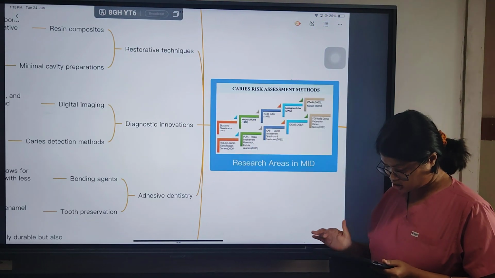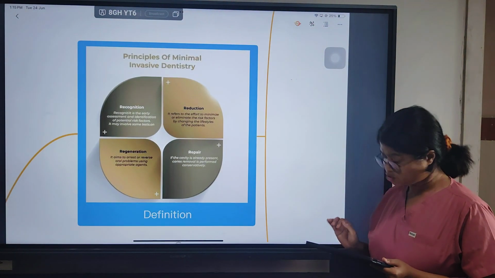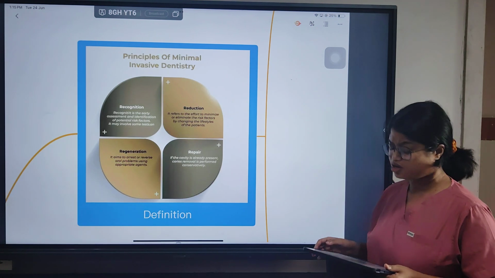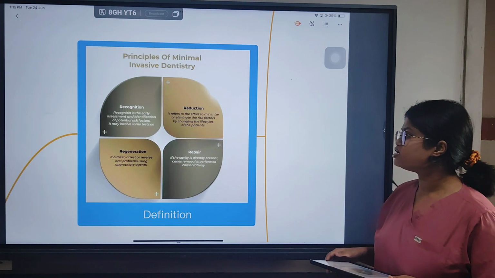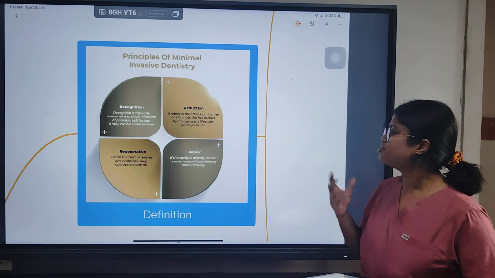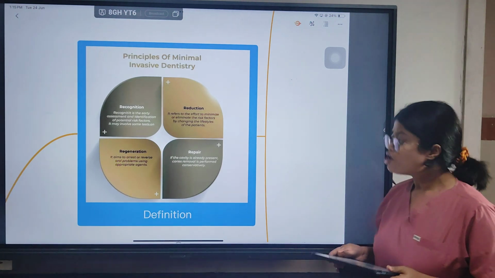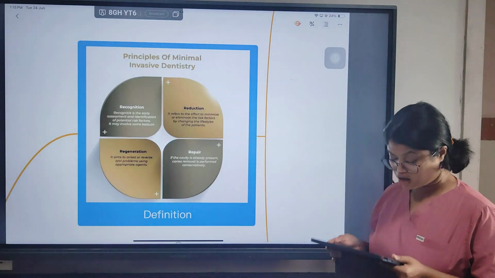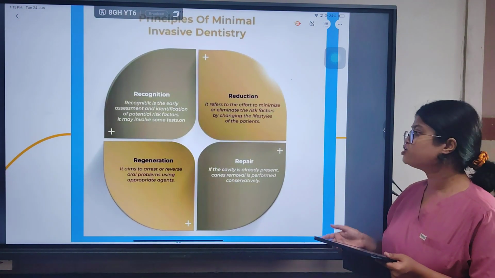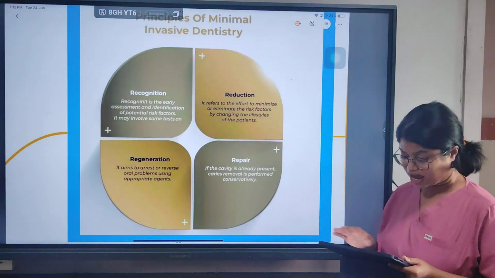So coming to the research areas, I wanted to incorporate the fact that the principles of minimally invasive dentistry revolve around these. So we have to recognize what is dental caries, then reduce, then repair, and then go towards regeneration. Recognition is the early assessment and identification of the patient's potential risk factors for caries. It may involve some tests like digital scanning and so on.